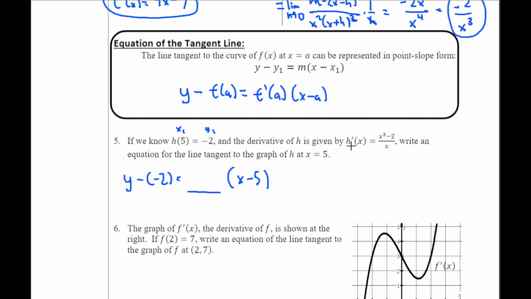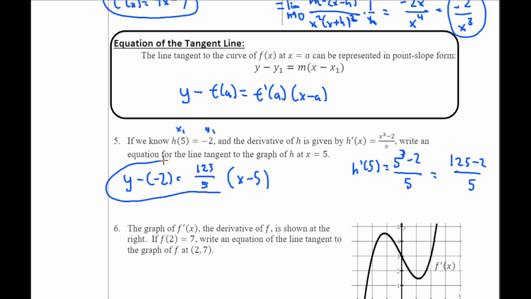So to find h prime of 5, they gave us the derivative function here, so just plug in 5. 5 cubed minus 2 over 5. That's just 125 minus 2 over 5, which gives us 123 over 5. So this right here is the equation of our tangent line, just like that.